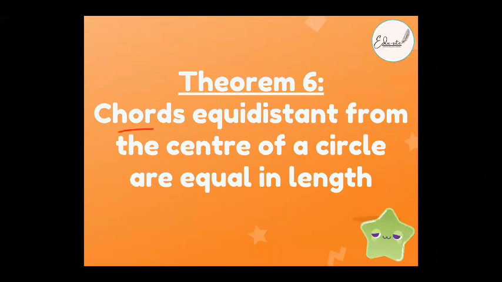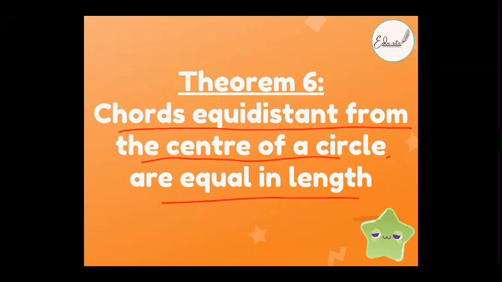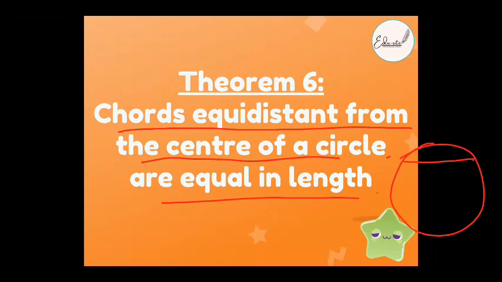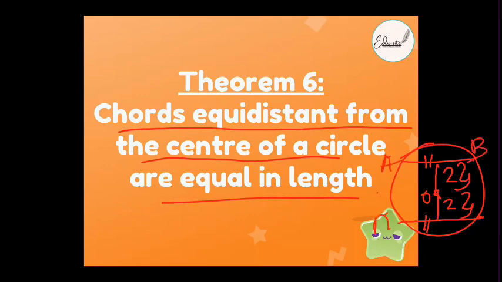Then what about theorem number 6, which is just the converse of theorem number 5? It is nothing but chords equidistant from the center of a circle are equal in length. Chords that are equidistant from the center of the circle, meaning if from here to here it is 2 centimeter, and from here to here it is 2 centimeter, then these are equal in length. The chords which are at equal distance from the center O are equal in length. So AB is equal to CD. This is theorem number 6. Understood? Any doubts still here?